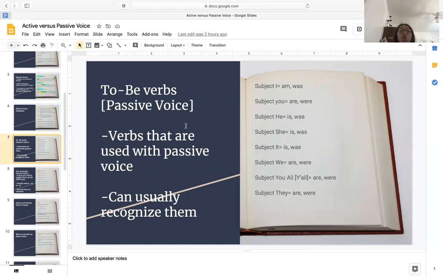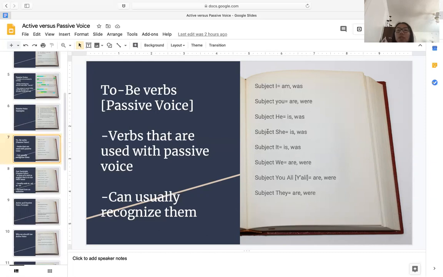Let's go over some more to be verbs. These are verbs that are usually used with the passive voice, and we can recognize them because of several words. For example, the subject I will use am in the present and was. The subject you will use are and then were. So the subject he, she, and it will use is and was.